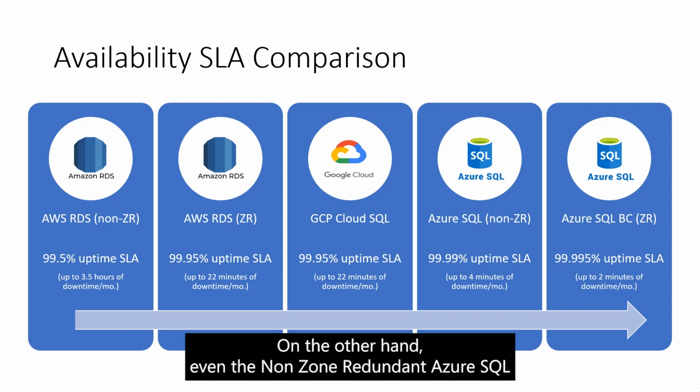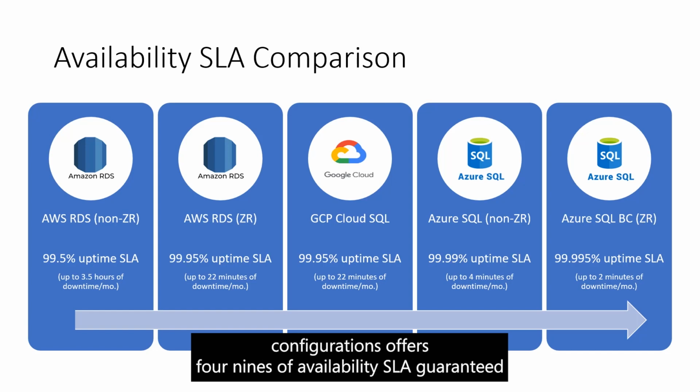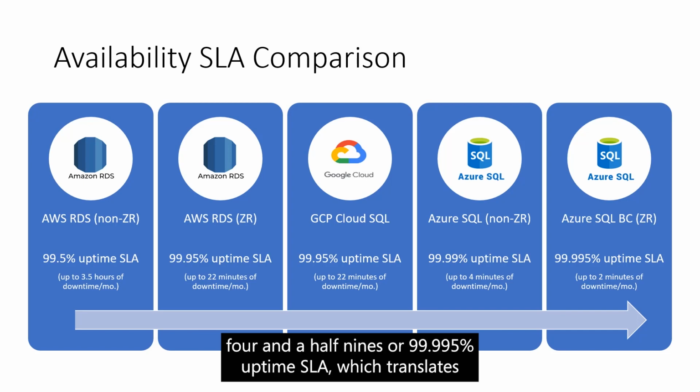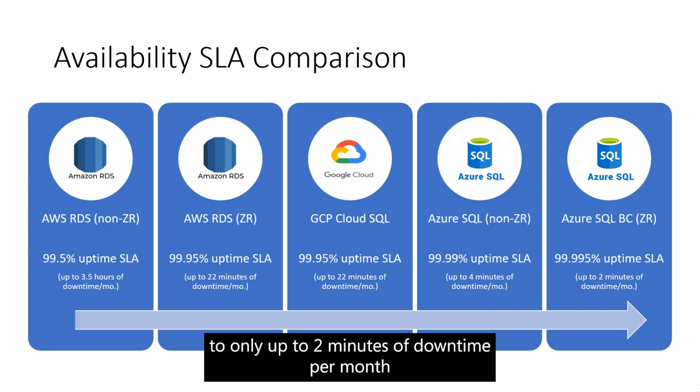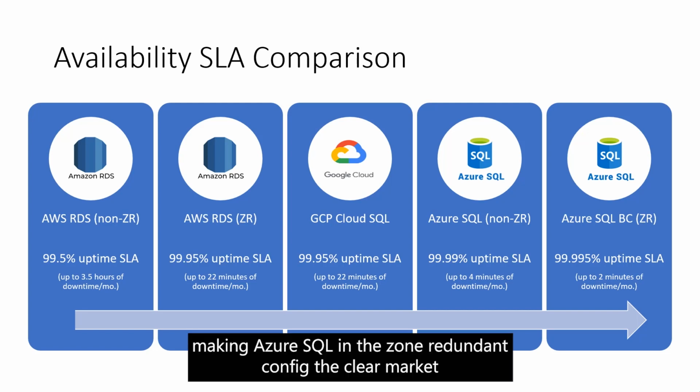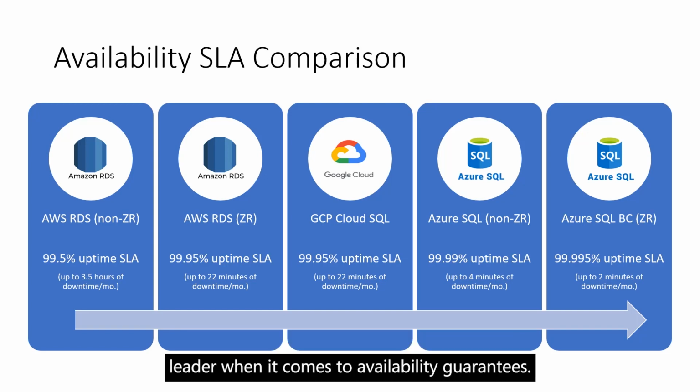On the other hand, even the non-zone redundant Azure SQL configurations offer a guaranteed availability SLA of 4 nines, and the zone redundant business critical Azure SQL configuration offers 4.5 nines, or a 99.995% uptime SLA, which translates to only up to 2 minutes of downtime per month, making Azure SQL in the zone redundant configuration the clear market leader when it comes to availability guarantees.